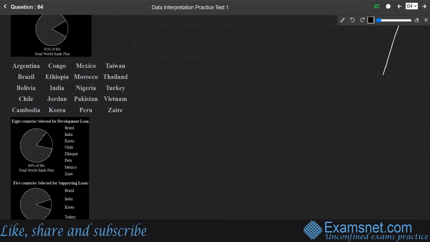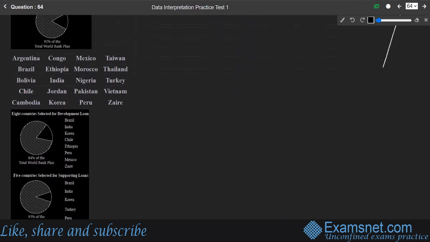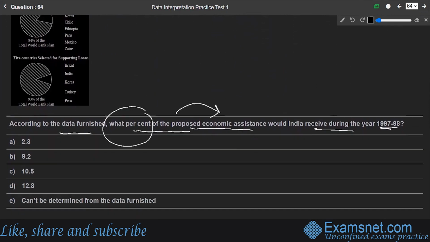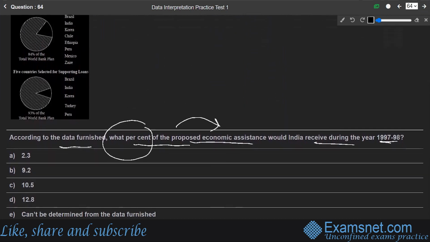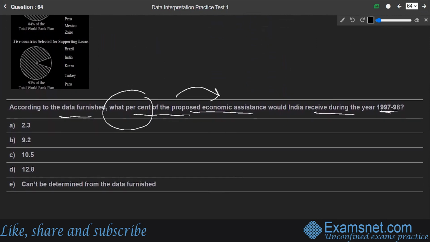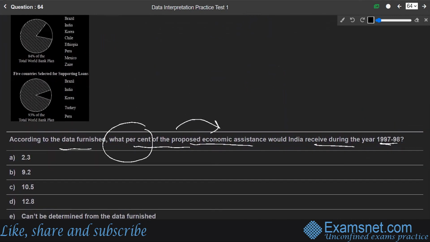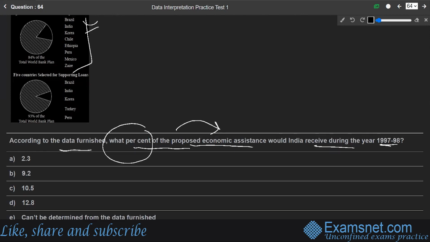Clearly 92% of the total World Bank has been given, but there is a problem: they say there is no indication as to the individual distribution of the allocated aid. How much should be given to each country has not been given. India should be receiving how much percent of the total allocation, but there is no indication which of these 8 countries has got how much percent. That distribution is not given.